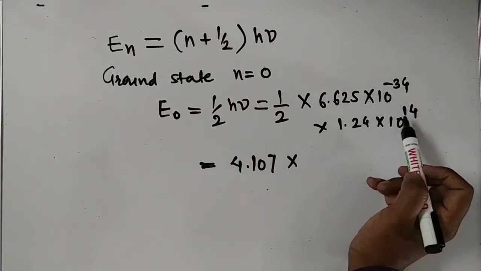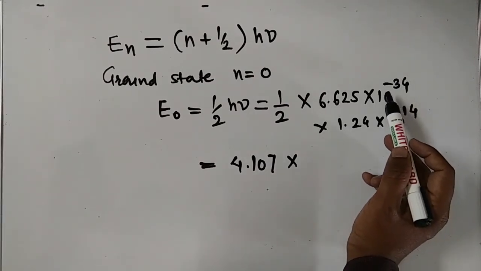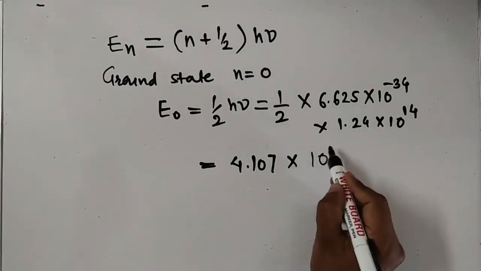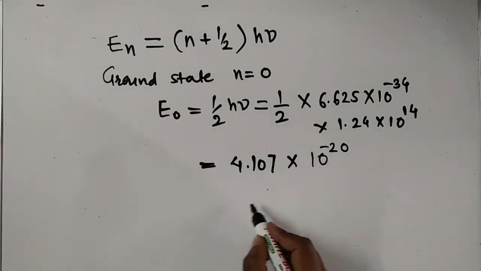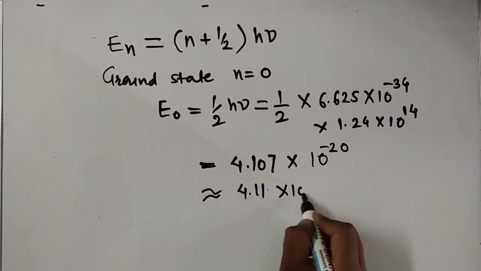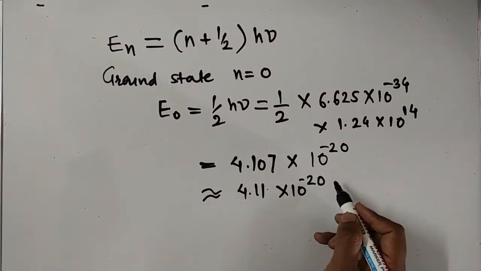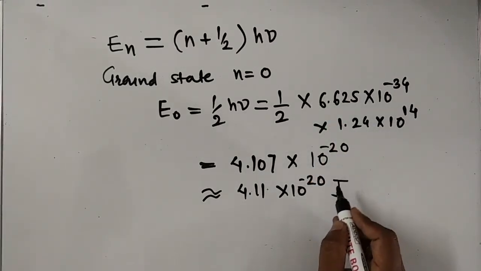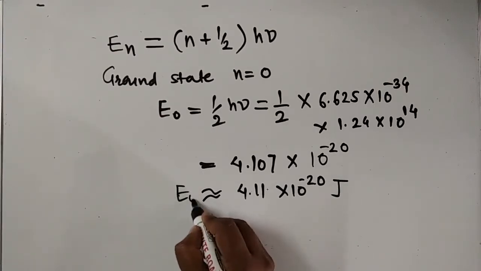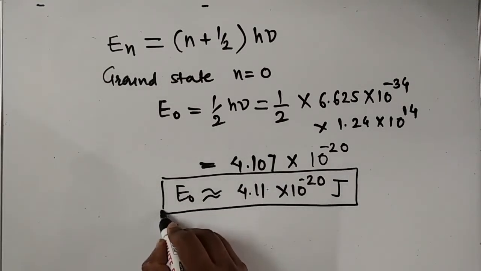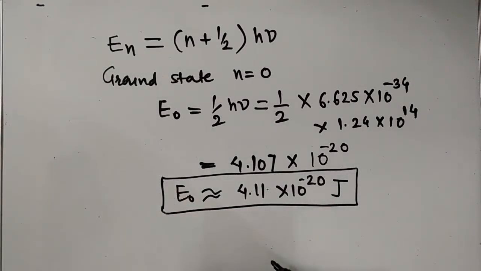So 4.107 into what we have is 10 raised to minus 34 into 10 raised to 14. So minus 34 plus 14, so that number comes out to be 10 raised to minus 20, right. So we can write, so it is nearly equal to 4.11 into 10 raised to minus 20, right. So all the values we are taking into SI units, right. So frequency is in hertz, so our energy will come in joule, right. So this is energy in the joule. So this is vibrational energy for the ground state, right. So this is ground state energy.